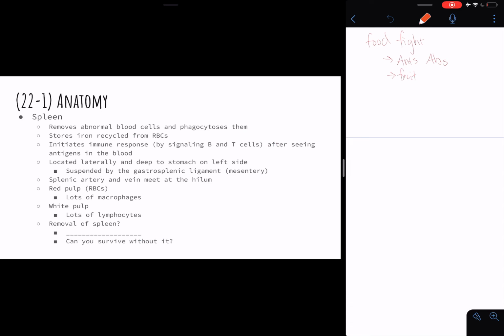Moving on to the spleen. So the spleen is one of our secondary lymphoid organs. Like I said, its purpose is to recycle the properties of the red blood cell and the white blood cell after it's done being used.